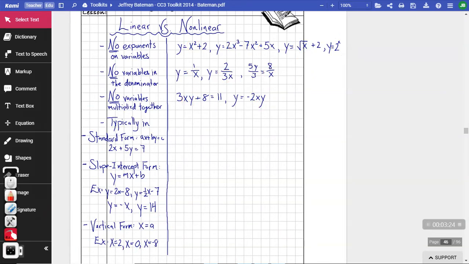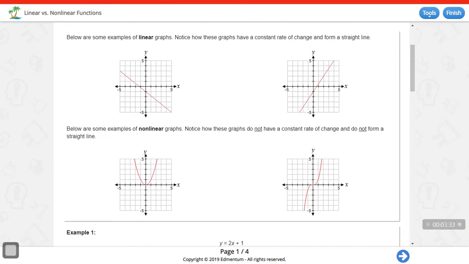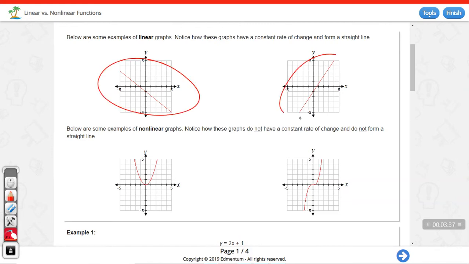Let's try a few examples in Study Island. Study Island starts off by taking a look at some graphs. Notice below we've got some linear equations. It's pretty easy to identify a linear equation on a graph because it is a line, as long as you remember that linear means line.